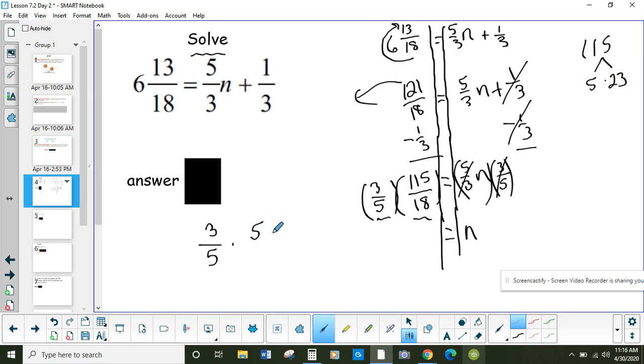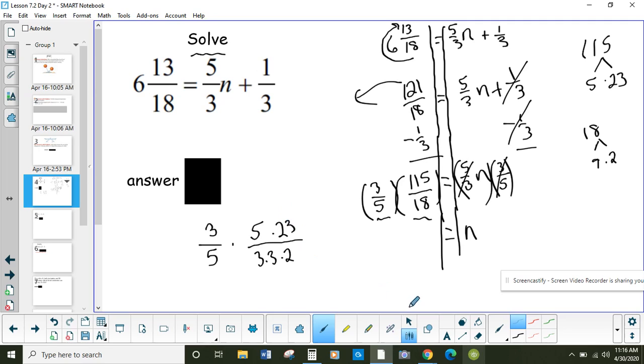23 is prime, so I'm done. Another way to say 115 over 18 is 5 times 23 over 18. But we've got to break down 18, right? There's a couple ways to do it. You can say 9 times 2, and then 9 is 3 times 3 times 2. Or you could have said 6 times 3, right?